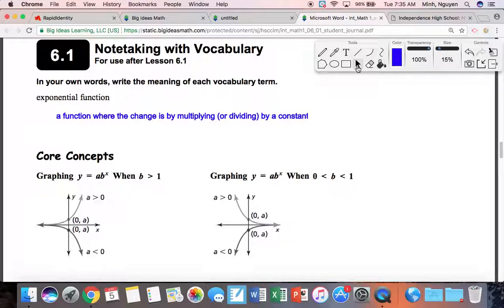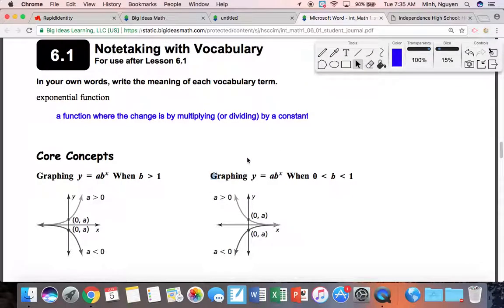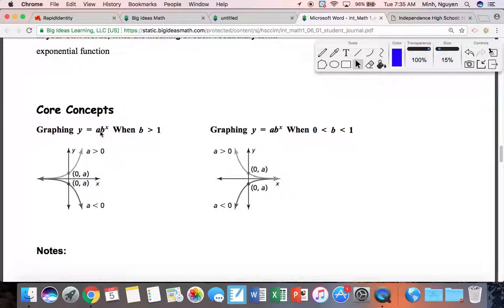The way it's illustrated is just by multiplication, but when you multiply by a fraction, that's essentially division, so we can leave that. We look at this, a times b to the x. When b is greater than 1, so it has to be 1.00000001 or greater, that means the graph is going up. When a is less than 0, a negative number, then you're constantly multiplying by that negative after you multiply b to the x power, and then it's facing downward.